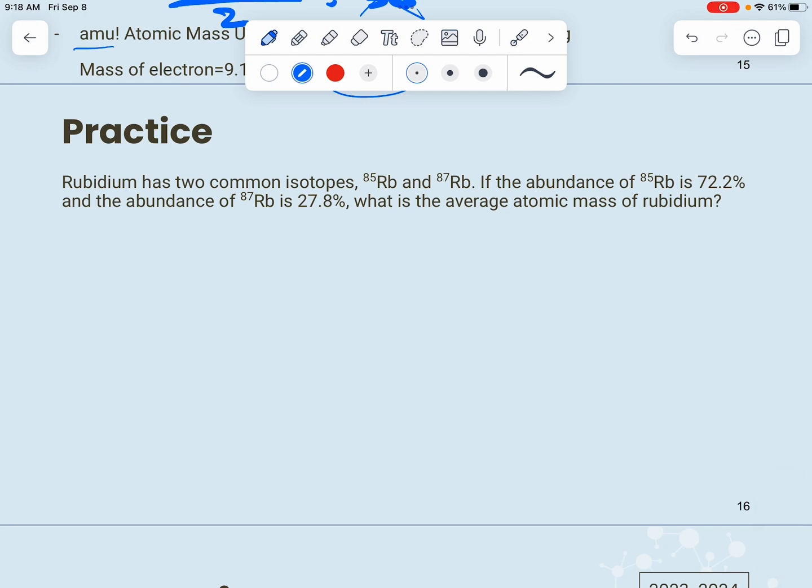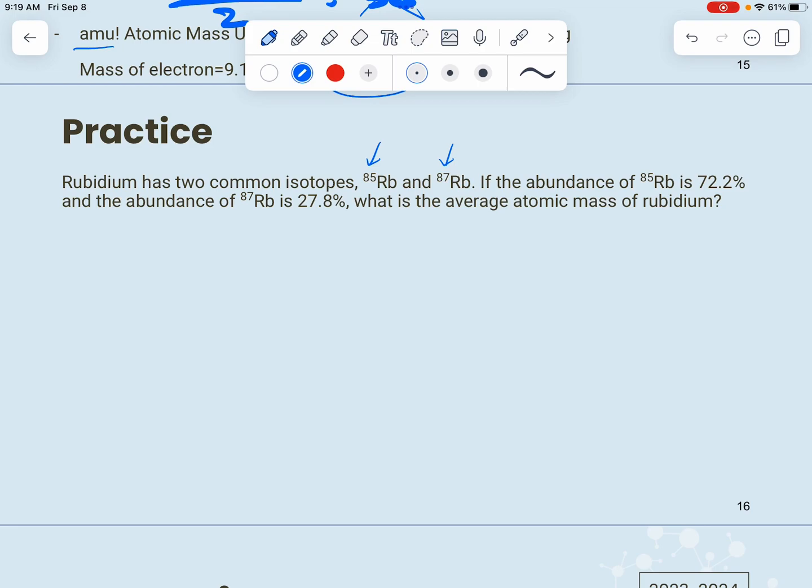All right, so let's practice here. It says rubidium has 2 common isotopes, so 2 different versions of rubidium. And what's different about them is their mass, and that's caused by a change in the number of neutrons. Remember, we can't change the protons, or that would change the identity, or the fact that it's rubidium. Okay, so it says we have rubidium 85 and rubidium 87. It says if the abundance of rubidium 85 is 72.2% and the abundance of rubidium 87 is 27.8%, what is the average atomic mass of rubidium?